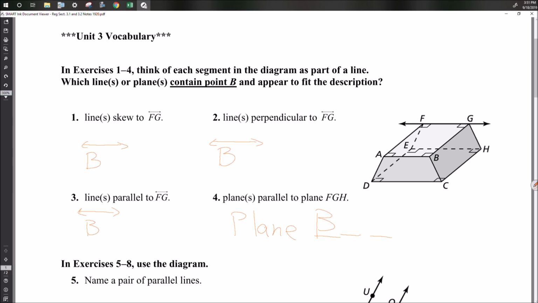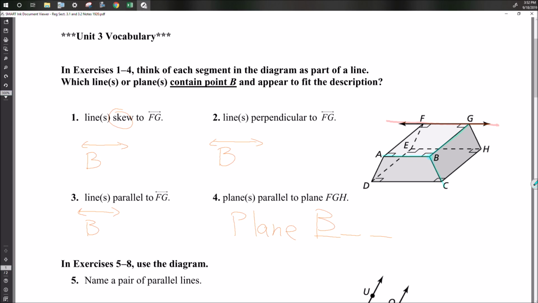Okay, so it's been a minute. So, a line that is skew. In order to be skew, it has to be non-coplanar, it cannot be parallel, and it cannot intersect. FH is right here. Point B is right here. Now there are only 3 segments that are connected to point B. They're AB, BC, and BG.